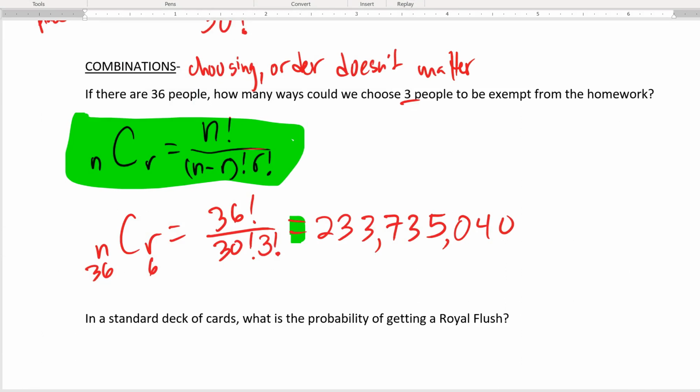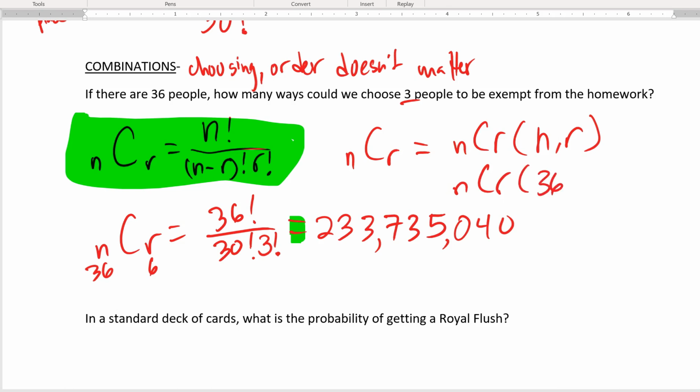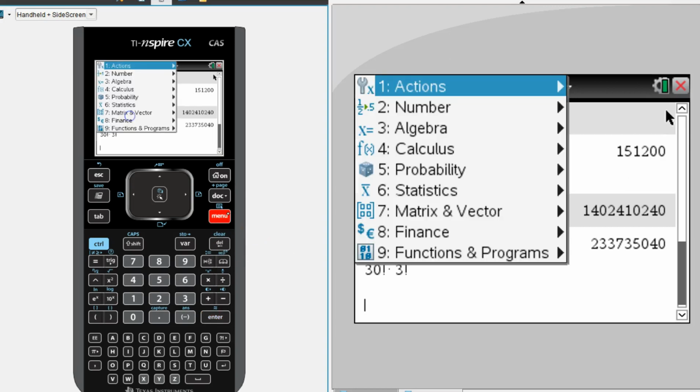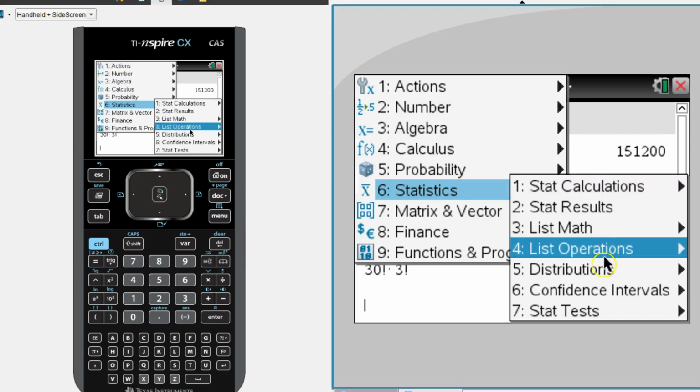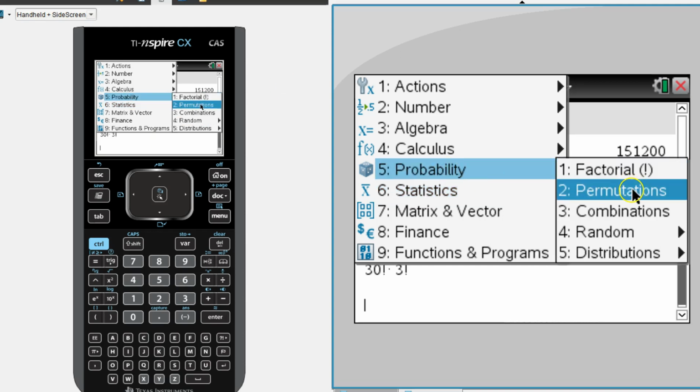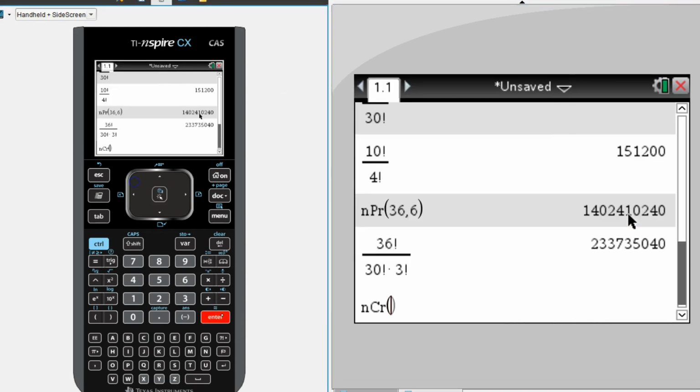If I wanted to use a calculator, you can use nCr. There's going to be a command for this. It will be nCr, n, comma, r. So this would be 36 choose 6. Will be nCr, 36, comma, 6. In the menu, under statistics, there was, under probability, permutations. The next one under it is combinations. You have to fill in the 36, comma 6.